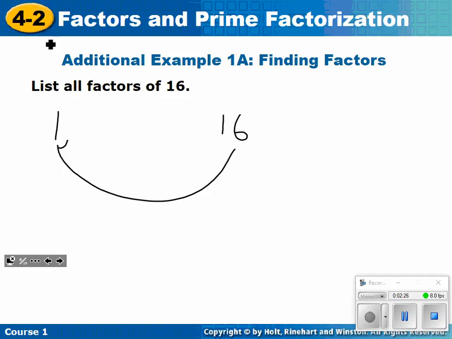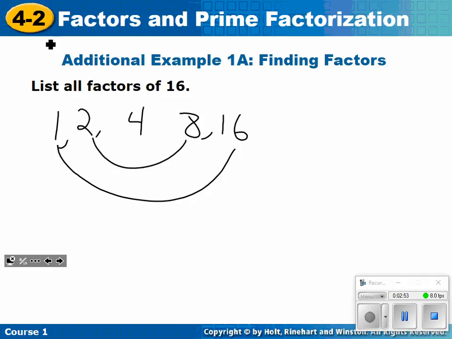Give me another, let's just work up the line. What about 2? Does 2 go into 16 evenly? Sure does. How many times? 2 and 8. Great. Does 3 go into 16? No. What about 4? 4 does. How many times? Oh, 4 goes by itself. Okay?